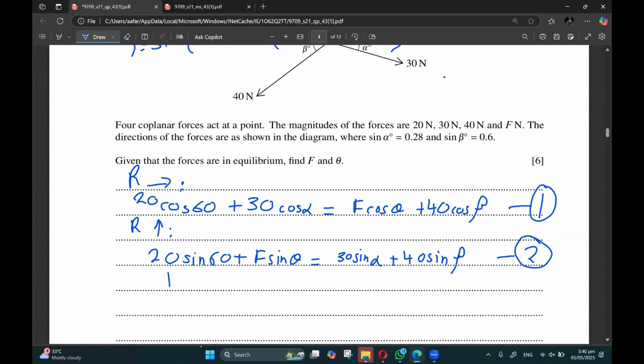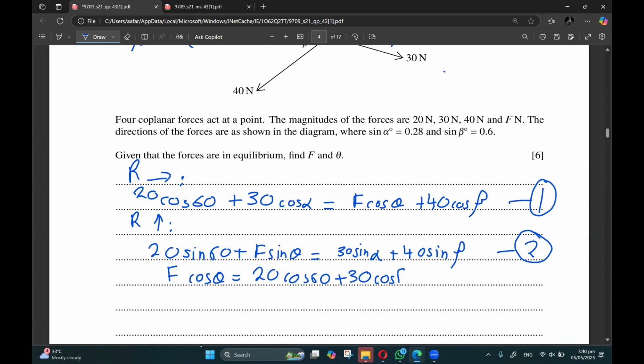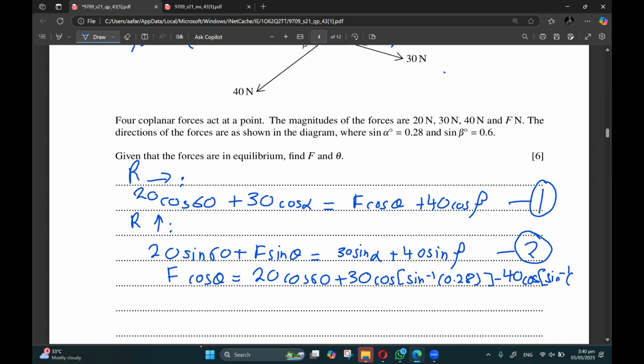You know that F cos theta is equal to 20 cos 60 plus 30 cos of, what was the value, sine inverse of 0.28, minus 40 cos beta, which is sine inverse of 0.6. So let's just calculate F cos theta.